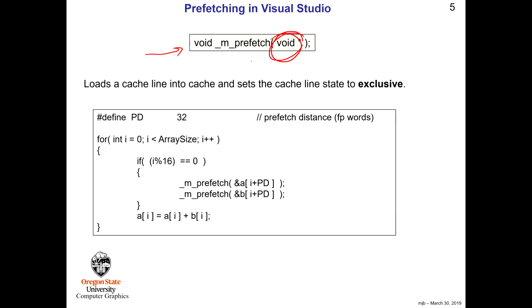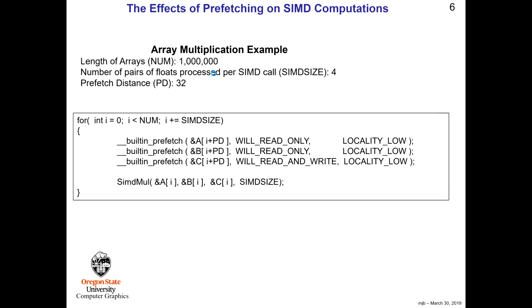And so here we go. We've got the prefetch, and we're saying, yeah, let's go 32 floats ahead. So no matter the compiler, it's the same idea. It wants a memory address, and it will go prefetch that cache line.